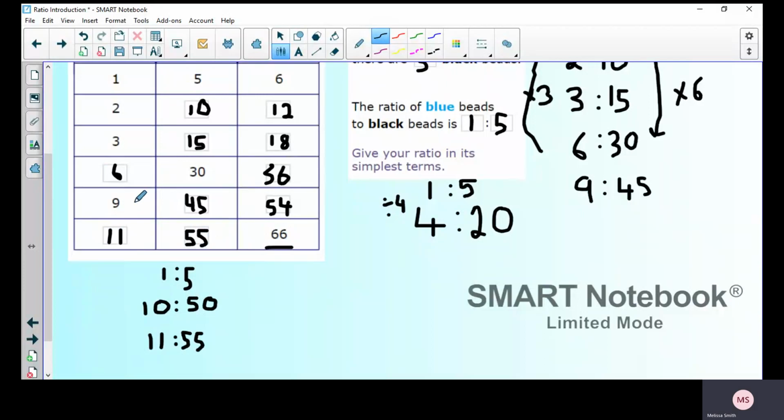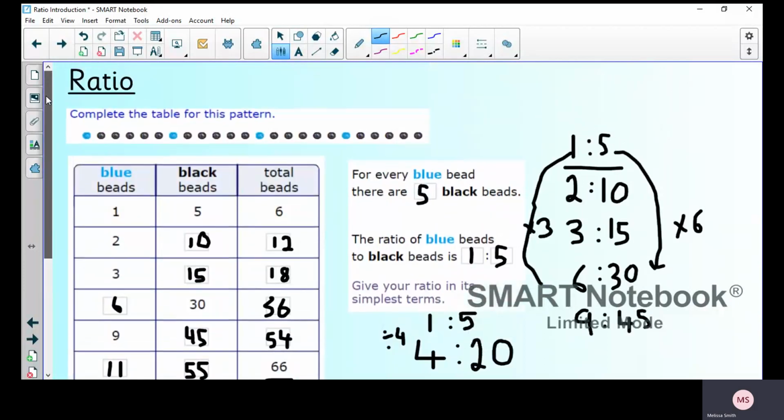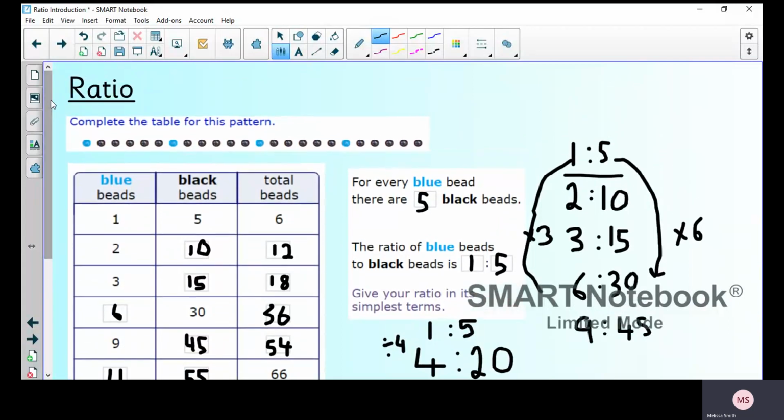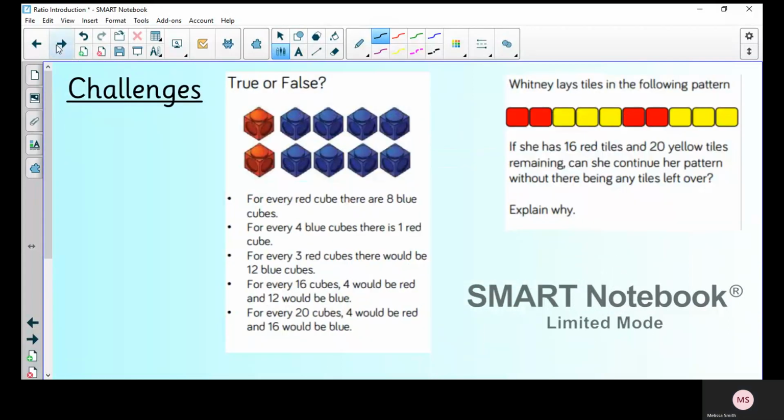So there we have it. In this video, children, we have recapped what actually is ratio. We have looked at how to scale up a ratio, how to scale down. And you'll be practicing those skills in today's My Maths task.